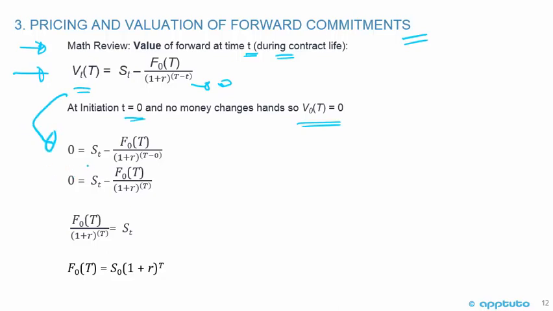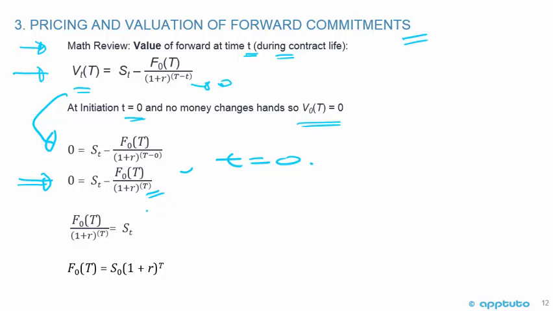So 0 equals the spot price minus the present value of the future price that we agreed to, divided by 1 plus r to the T minus 0, because small t equals 0. It's at initiation, okay? So you can see that in the denominator, we're going to be left only with the big T. So now we've simplified to this, where 0 equals the spot price at small t minus the future price that we're agreeing to, divided by 1 plus r to the T, okay?